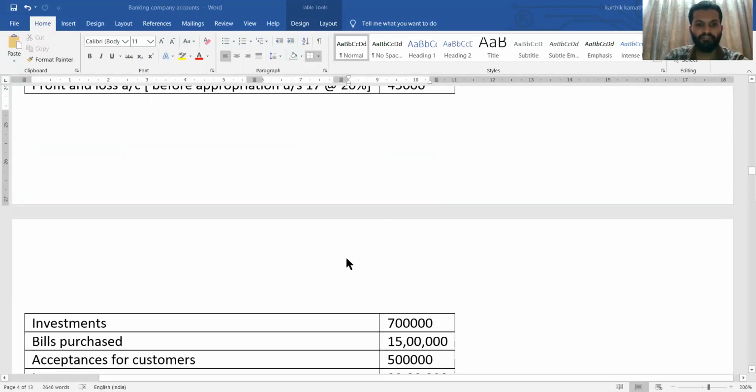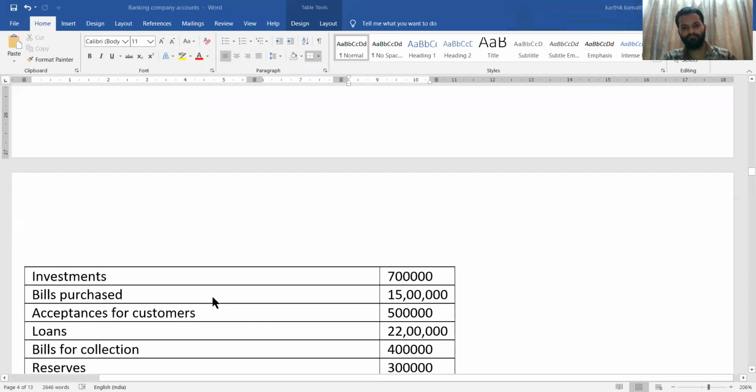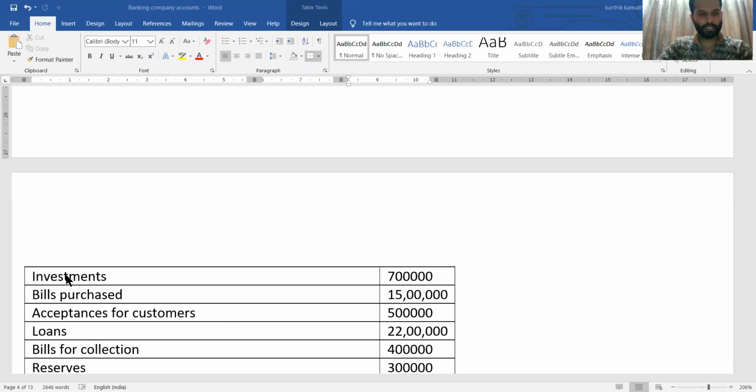Next, investment. Investment is schedule number 8: any government securities, any investment. Bills purchased is 15 lakh. For this also we need to see the schedule. We need to see acceptance for customer, and bills for collection, whether it is the same or different. Here we need to write under schedule number 12. What is schedule number 12? That is contingent liabilities.